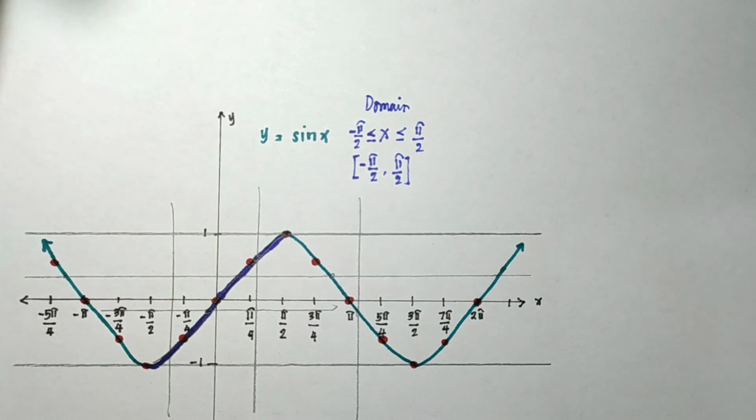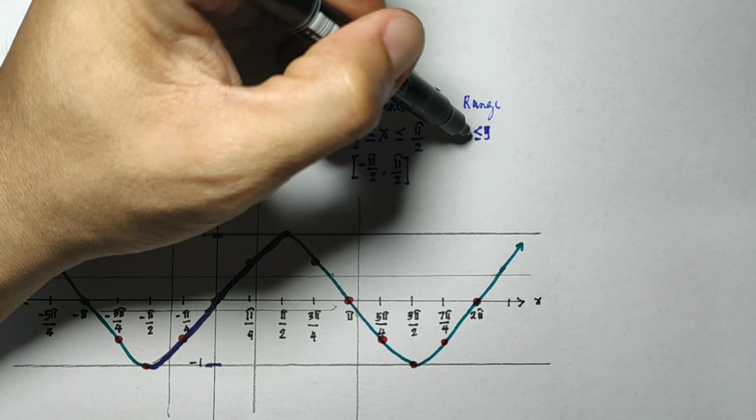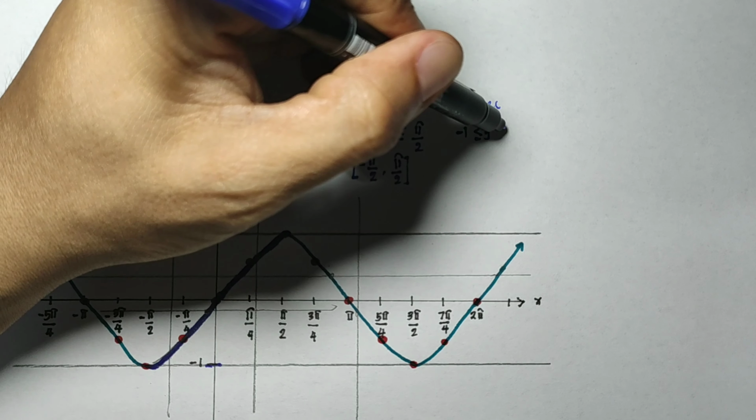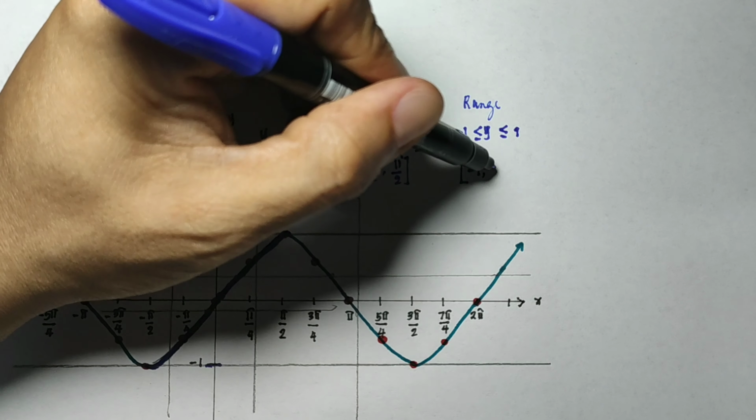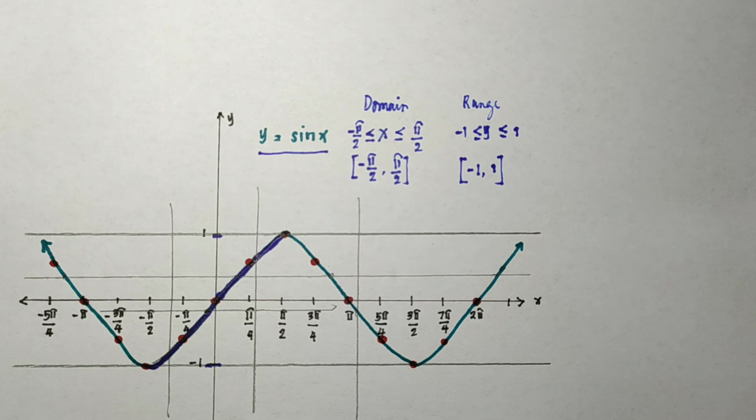So how will you write it? We have y is greater than or equal to negative 1 but less than or equal to positive 1. In interval notation, that is from negative 1 until positive 1. This is already a one-to-one function.